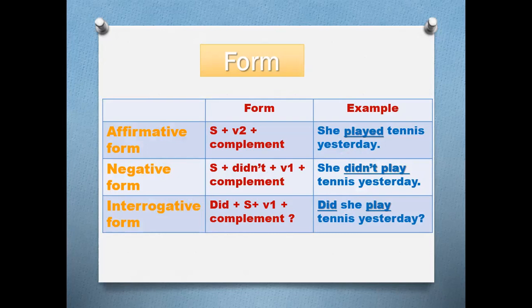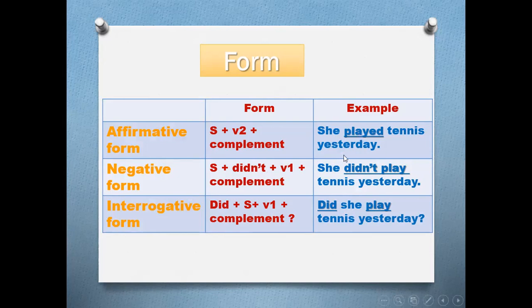So here in the simple past sentence or past simple sentence, we put the subject as usual first, whether it is a noun or a pronoun, singular or a plural one, with the verb to, with ed, or it may be an irregular verb, with the complement, like she played tennis yesterday.